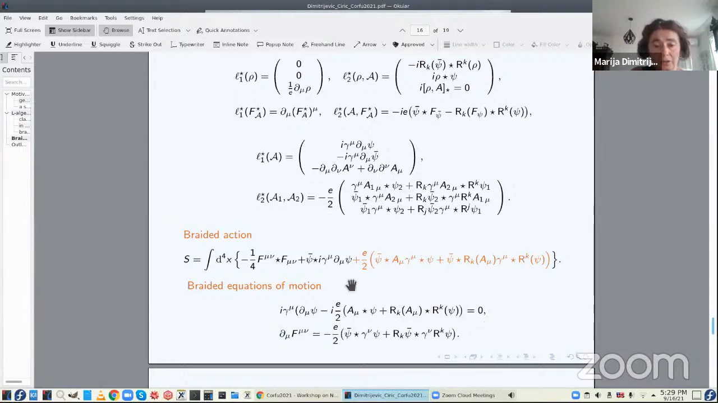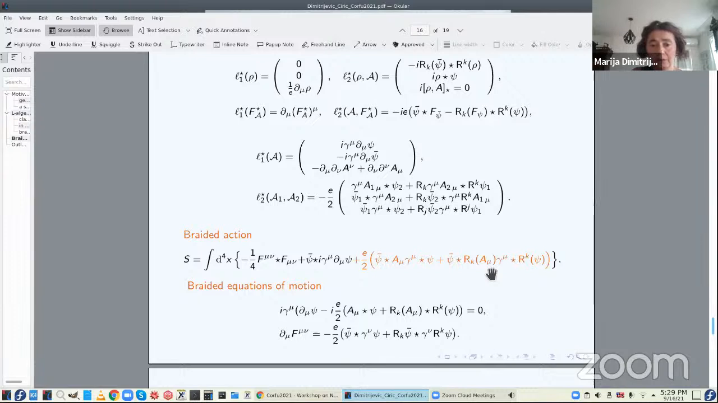The braided action is again slightly different than you would just naively expect. So there are stars here. There is a star here between the interaction. This is the interaction term psi bar A psi. There are stars everywhere, but there is one term that also has an R matrix there. So this one, maybe you would not write by hand.